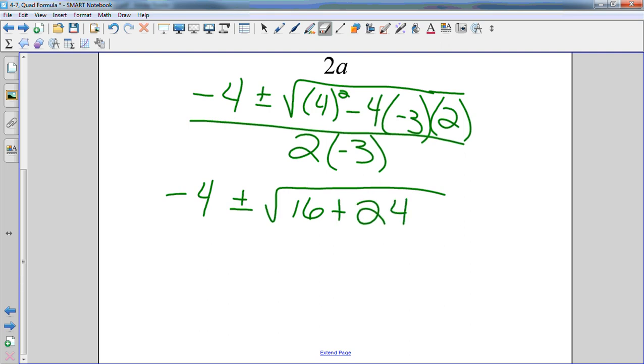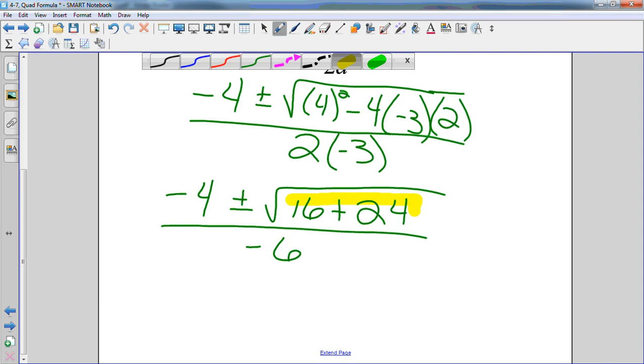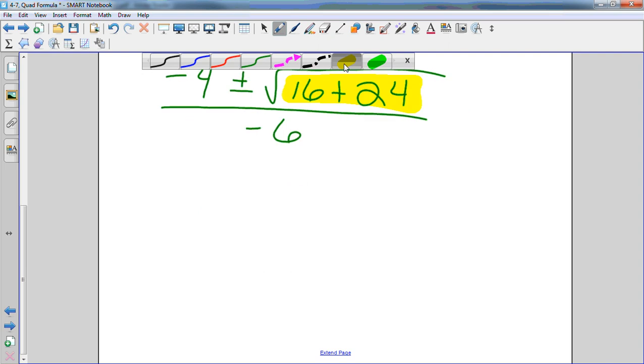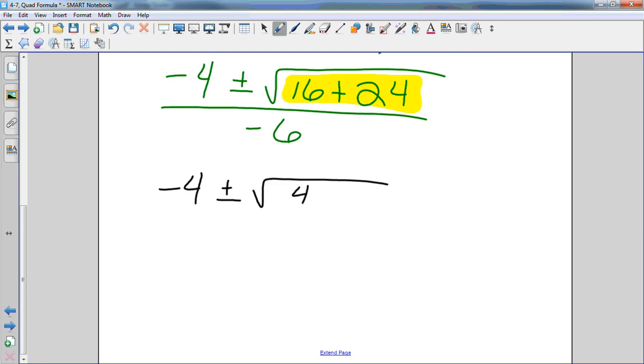So what kind of solution am I going to have just looking at this right away? 2 real solutions. Because my discriminant, the part underneath the radical, is greater than 0. So I know I'm going to get 2 real answers. What are they going to be? Let's figure it out. Negative 4 plus or minus square root of 40 over negative 6.